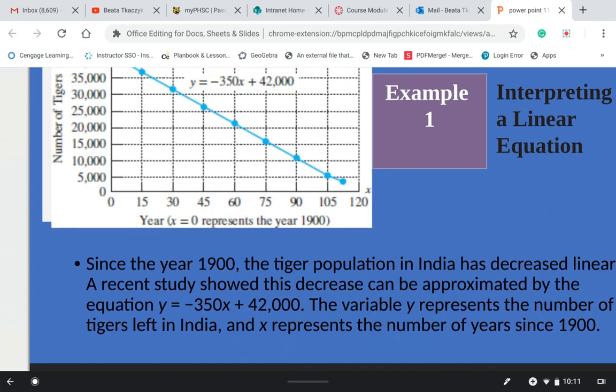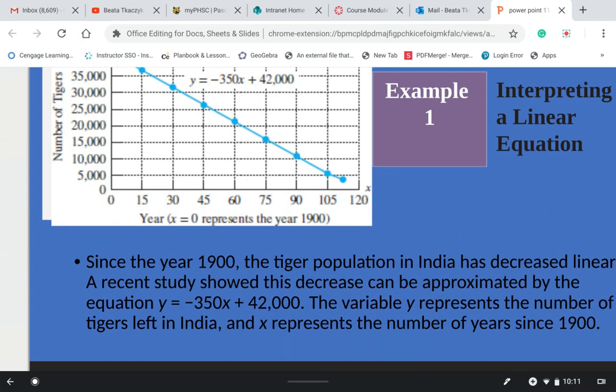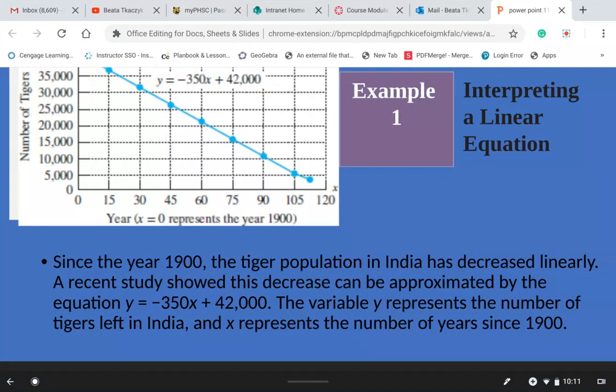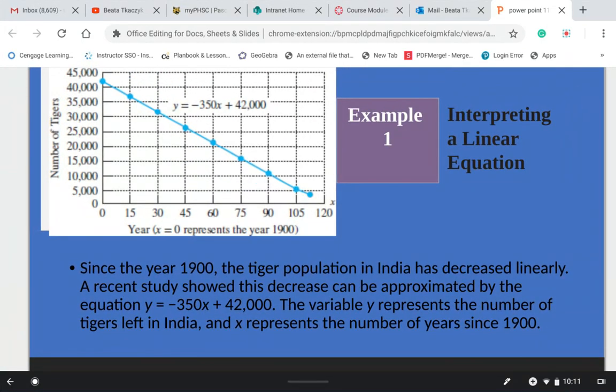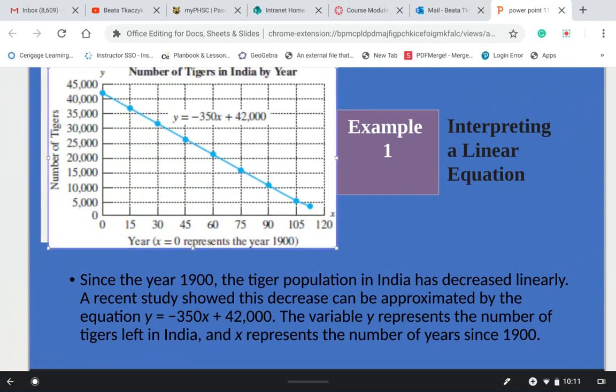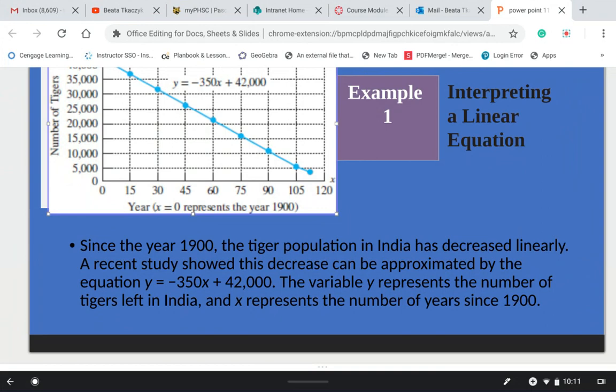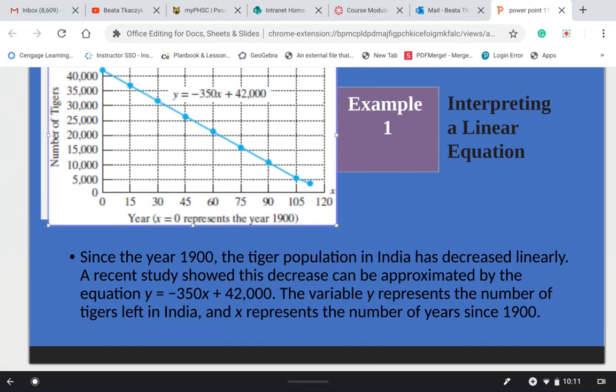So let's talk about this one. Since the year 1900, the tiger population starting from 1900 was 42,000, and the number of tigers decreases. Recent studies show this decrease can be approximated by the equation y equals negative 350x plus 42,000. The variable y represents the number of tigers left in India, and x represents the number of years since 1900. So that's the problem.